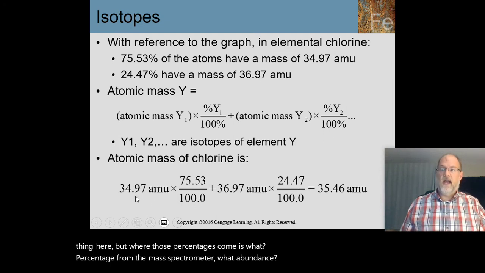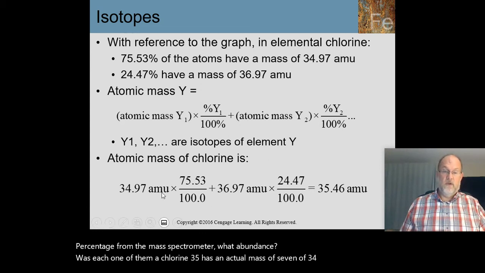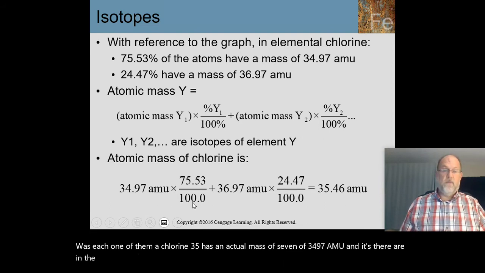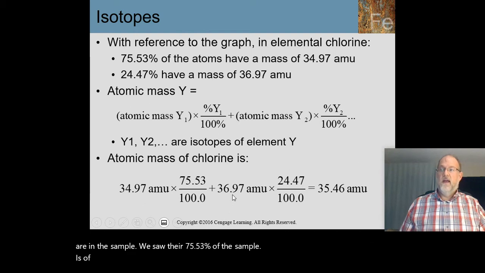Same thing here, but where those percentages come from is the mass spectrometer: what abundance was each one of them. Well, chlorine 35 has an actual mass of 34.97 AMU, and in the sample we saw, 75.53% of the sample is of the first isotope. The second mass is 36.97 AMU, very close to 37, times the 24.47, which is the remainder.